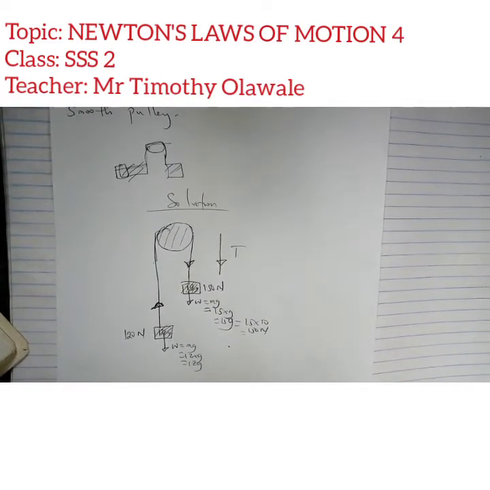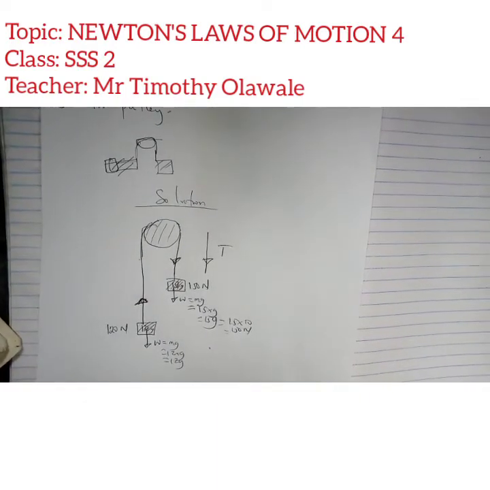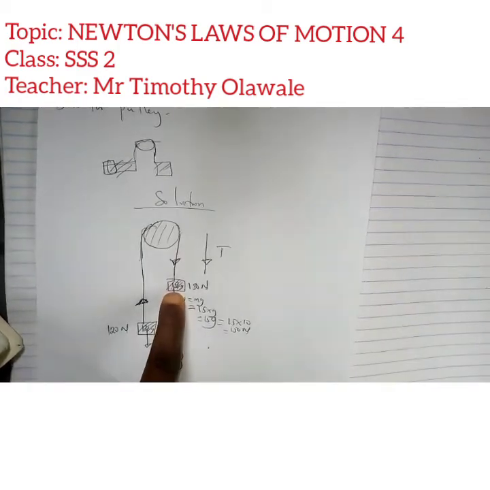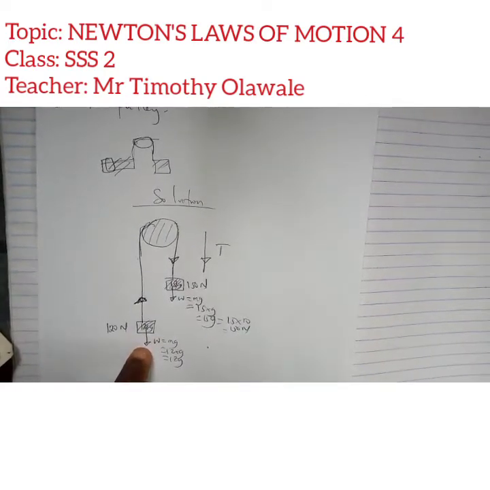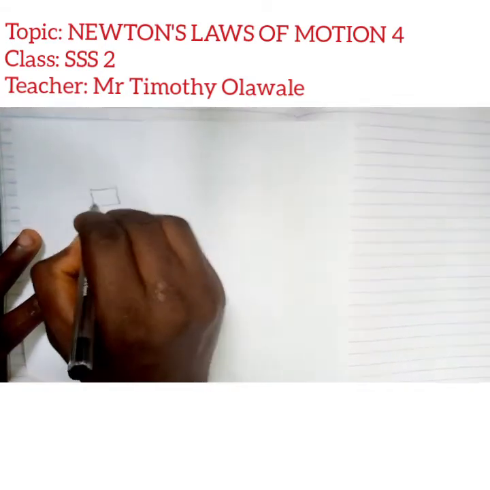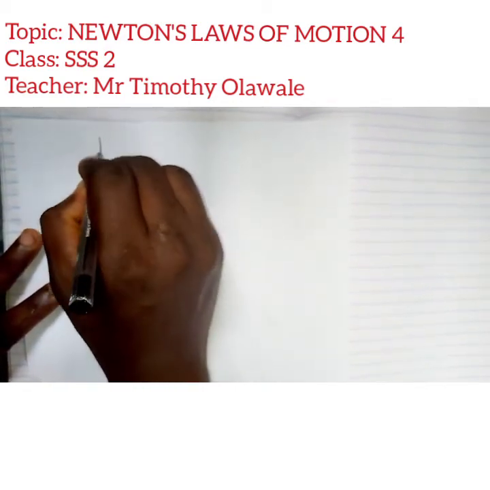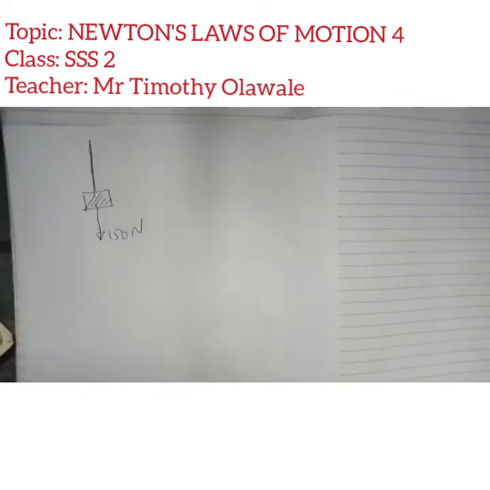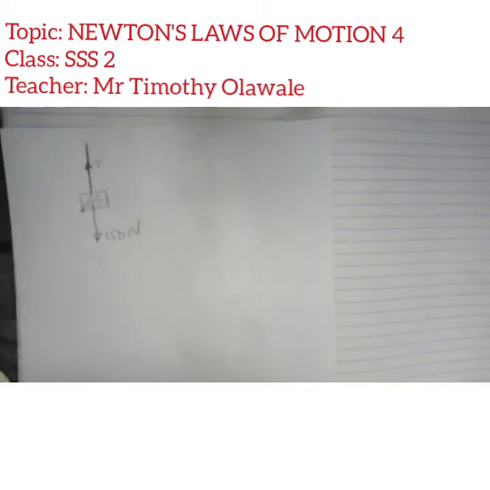Please pay attention: we are going to take each body one by one. We are going to analyze the forces on the 15 kilogram mass, and then the forces on the 12 kilogram mass. Let's start with the 15 kilogram mass. The weight is 150 newton, and there is a tension on it. If a body is hung on a rope, then if the weight is going down, the tension is going up. The tension will act opposite to the weight.